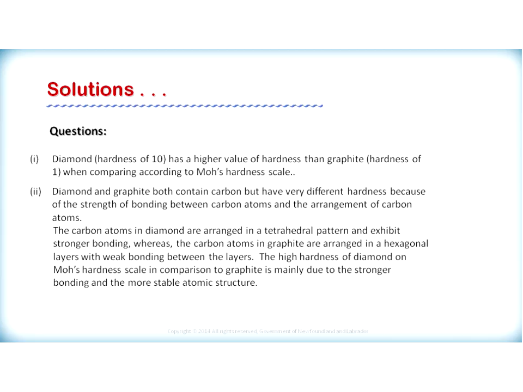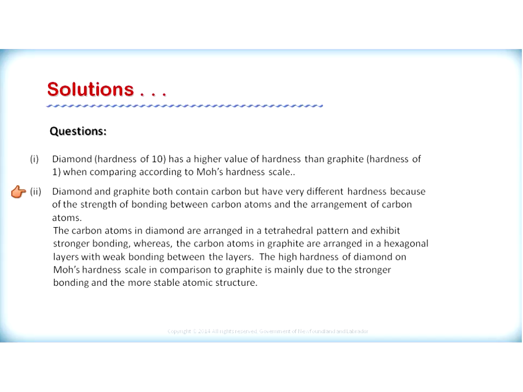If we look at the solutions, Part 1 states that diamond on Mohs hardness scale has a hardness of 10, and this is a higher value than the hardness of graphite, which has a hardness of 1, according to Mohs hardness scale. So if we compare diamond and graphite, diamond would have a higher hardness than graphite, a value of 10, compared to graphite's hardness of 1.